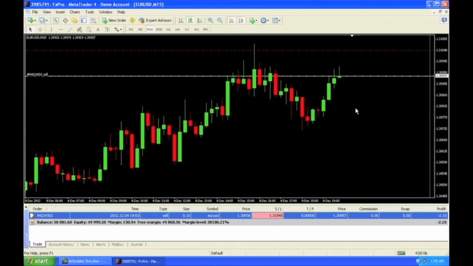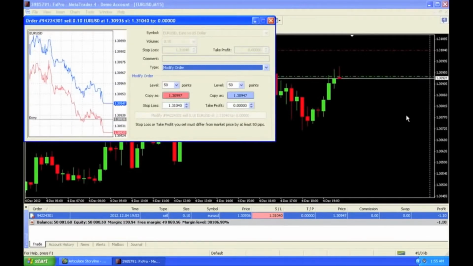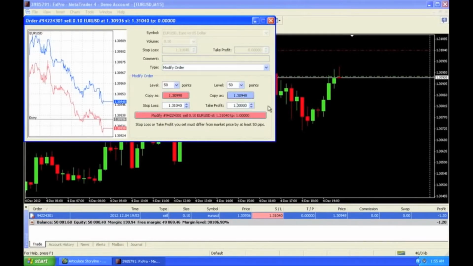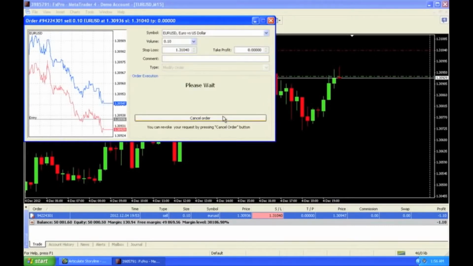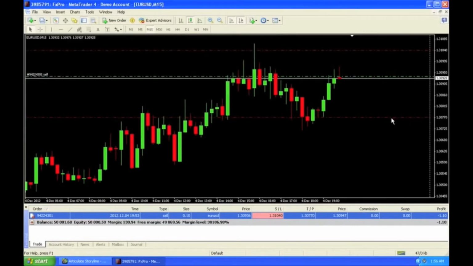You can also set a limit. It's called a limit order, as far as how much your profit can go. So let's say I'm expecting the market to go down till here at 1.30770. Let me type this, 1.30770, and I'm going to click modify. Now I see my take profit is over here.